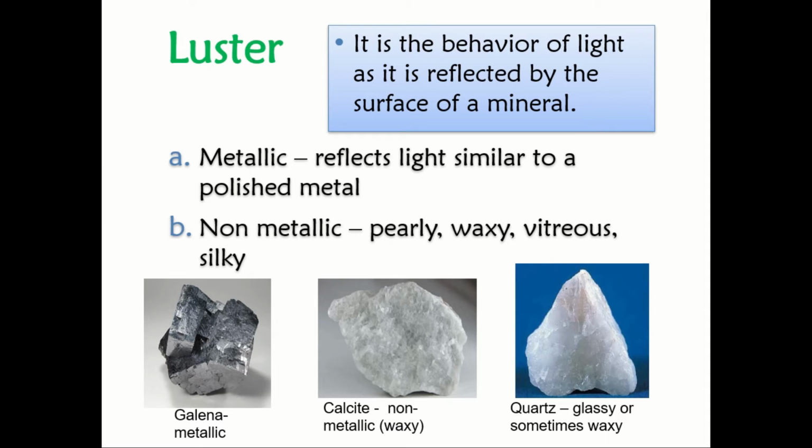Next is luster. Luster is the behavior of light as it is reflected by the surface of a mineral. It can be metallic or non-metallic. Metallic luster reflects light similar to a polished metal. We have there an example, galena. It's a mineral and it looks metallic. Next is non-metallic, which is pearly or waxy versus silky. We have examples like calcite and quartz. As you can see, it's non-metallic. It's not like metals, not as shiny as metal. So that's why it's under the non-metallic.